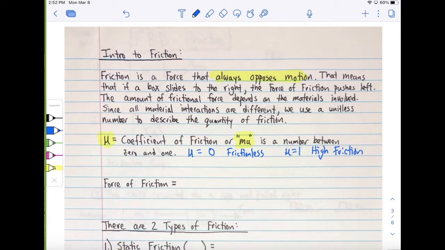So what we'll say is the coefficient of friction is basically like a rating of how much friction is between two surfaces. If it has a rating of 0, it's no friction. A rating of 1, it's really a lot of friction. So because you have different surfaces with different mu values between them, you have different forces of friction. So we're going to say force of friction is a force that's created between two surfaces.